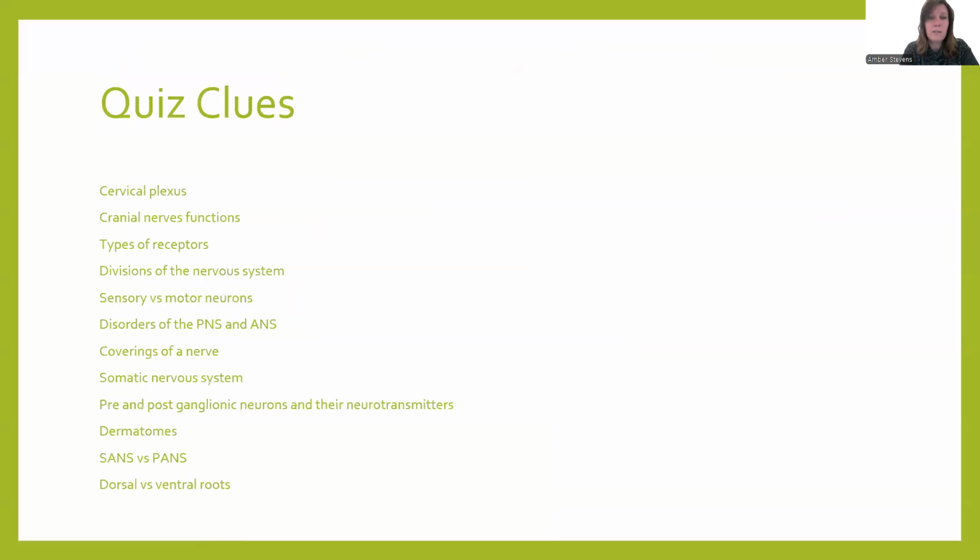All right, so here are our quiz clues. This concludes our presentation. Be sure to look over these to prepare for your quiz. You want to focus on functions of the cranial nerves, differences between SANS and PANS, neurotransmitters, the receptors, the key roles of ANS and associated disorders. And also remember to go back and focus on chapter 10, parts C and D, which will be on the quiz this week. All right. Good luck, everyone.